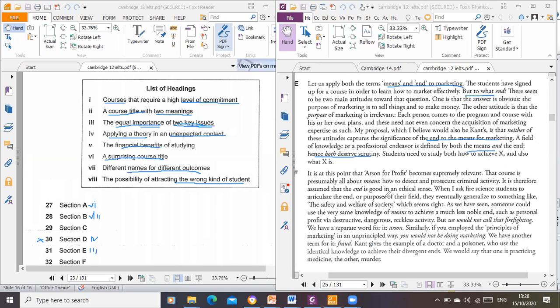Now, section F, I already have something in mind before. I said different names for different outcomes. Okay, because I read here that we would say that one is practicing medicine, the other is not. Similarly, if you employ the principles of marketing in an unprincipled way, you will not be doing marketing. So different names for different outcomes. It's either marketing or fraud. Or you are a doctor dealing with drugs, or you are a poisoner. So I already have that right from when we started.